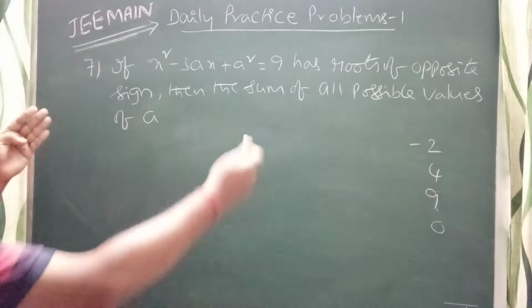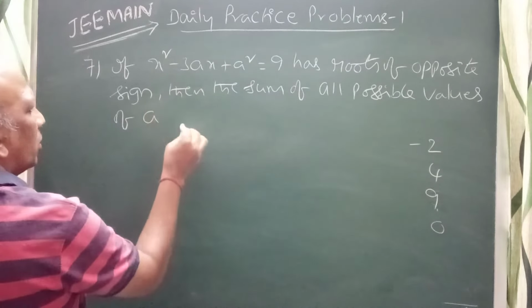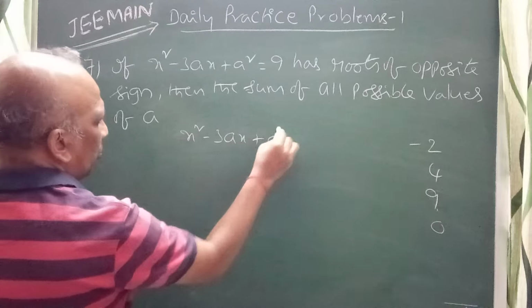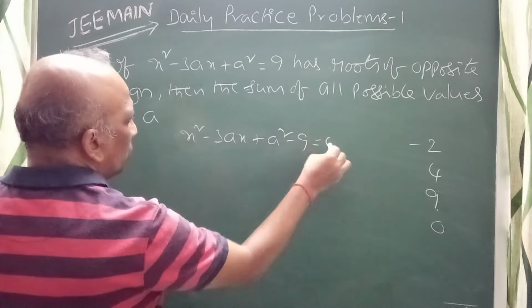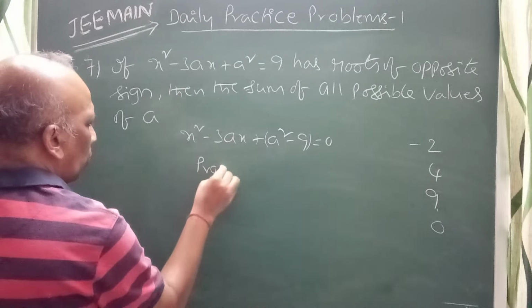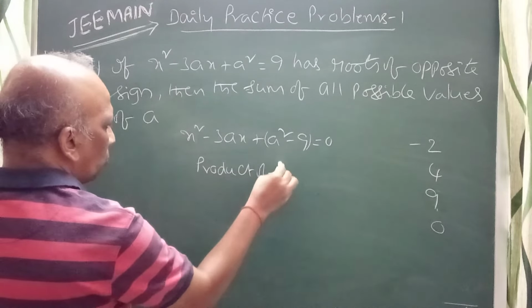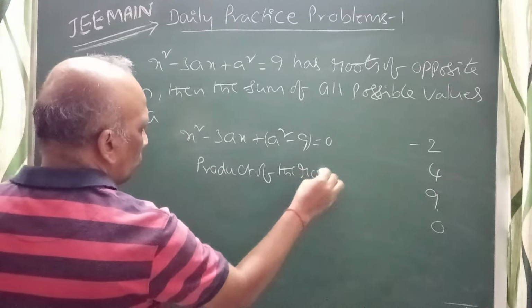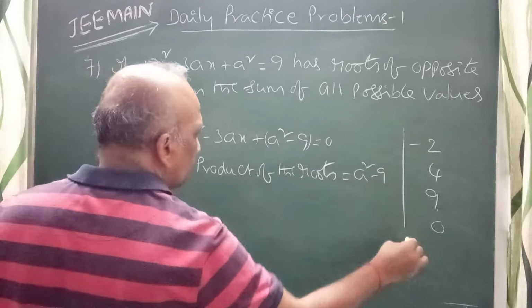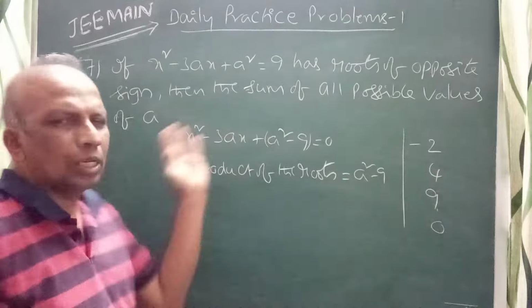See here, they are given as roots of opposite sign. This equation I can write as x square minus 3x plus a square minus 9 equal to 0. So what about the product of the roots here? If we take the product of the roots, it is equal to a square minus 9, because it is c by a, the constant term.